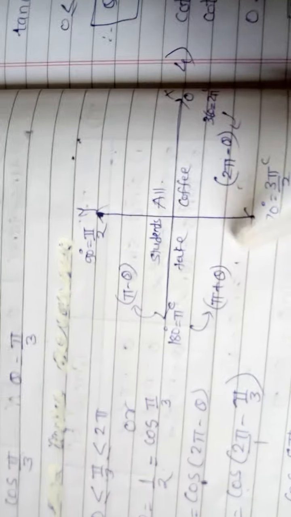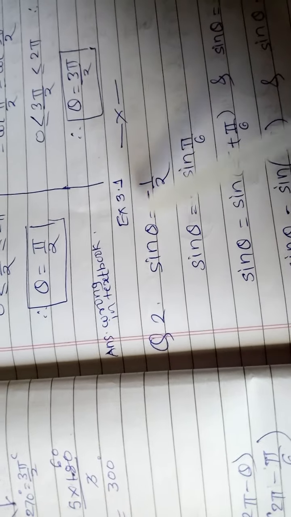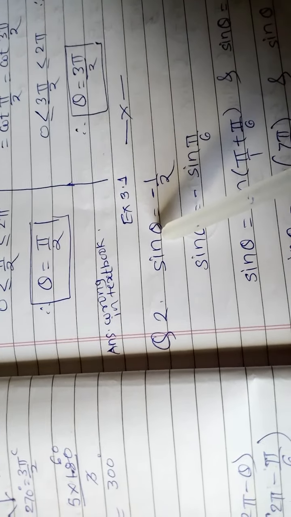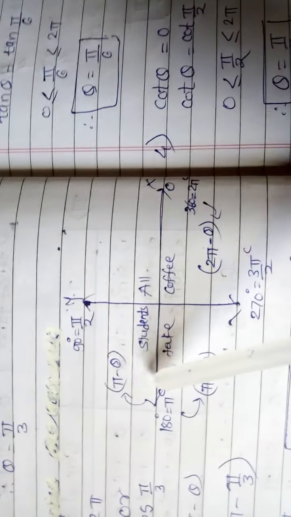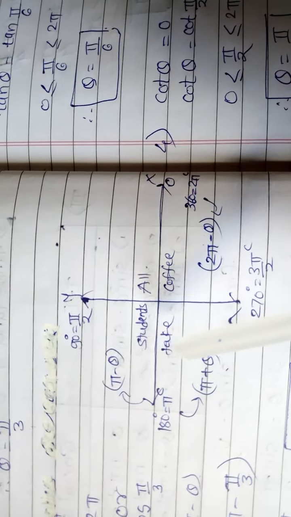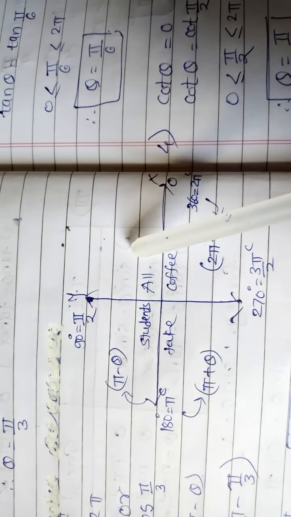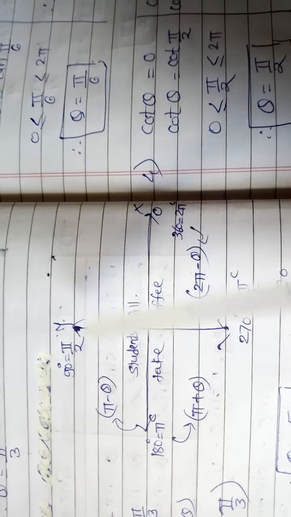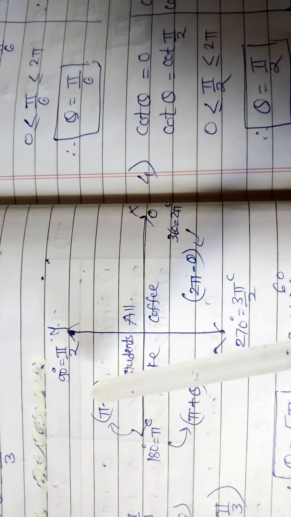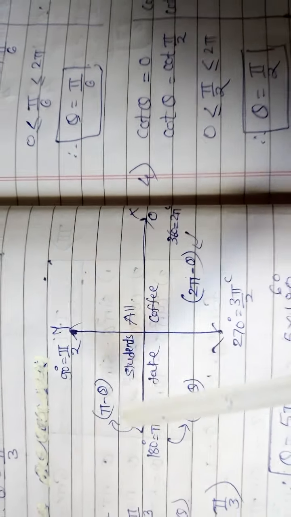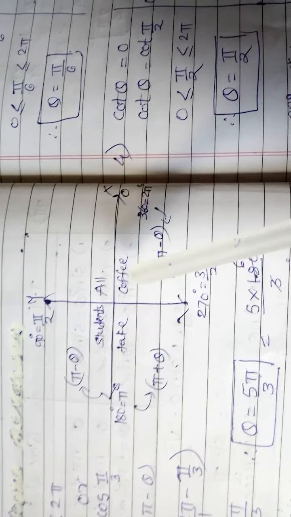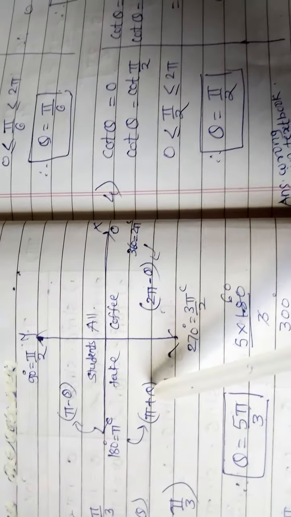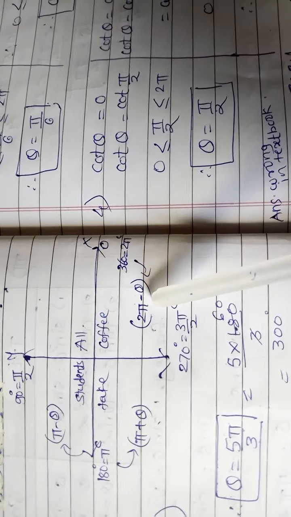Now see the figure. In which quadrant does sine have a negative value? Because in the example, sin theta equals minus half, we are given the value of sine in minus form. So here we have to find out in which quadrant sine has negative values. Now see here, in the first quadrant all ratios are positive. In the second quadrant only sine and cosec are positive, means in first and second quadrants sine has positive value, so the negative value is in the third quadrant and the fourth quadrant. So here we have to take the third quadrant and the fourth quadrant values.